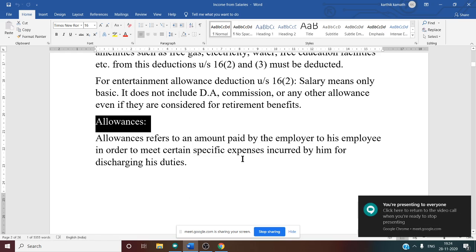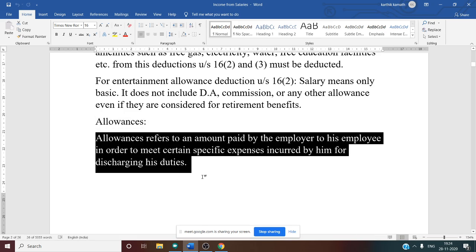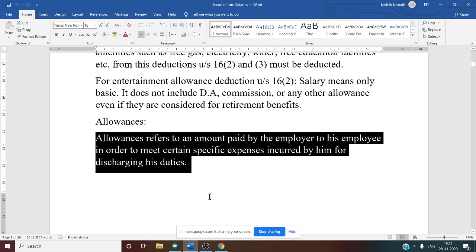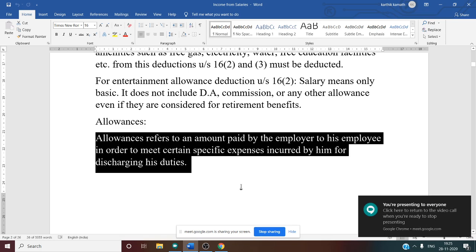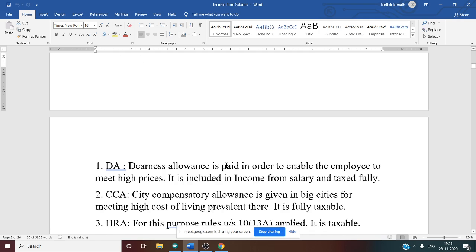So what do you mean by allowance? Allowance refers to an amount paid by the employer to his employee in order to meet certain specific expenses incurred by him for discharging his duties. Work means there is a lot of responsibility on one employee. So for various kinds of activities done by the employee, some allowance or benefit is given by the employer. So what are those that we have to see? All the types of allowance we have to see.